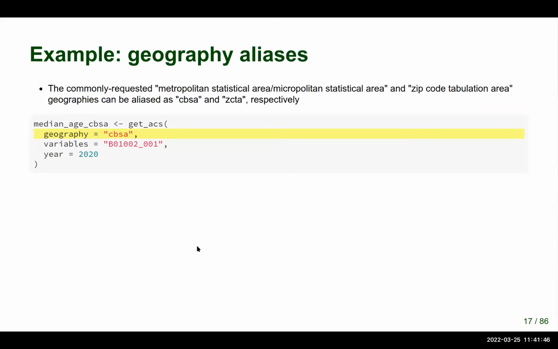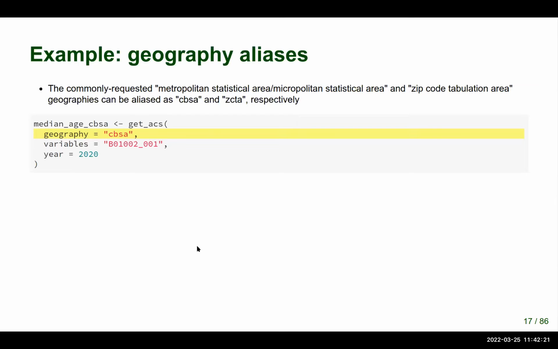When you're asking for geographies, you'll notice in the census API, sometimes the geographies are formatted in a very verbose way. One of the most popular geographies to get is your metro area, which is in the API, metropolitan statistical area / micropolitan statistical area, which is a lot to type. So we refer to these in the census as core-based statistical areas, or CBSAs. I alias that in tidycensus, where you can just type in geography equals CBSA instead of having to type out that entire long string.